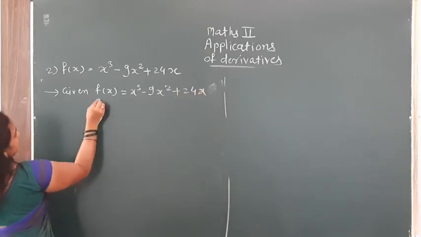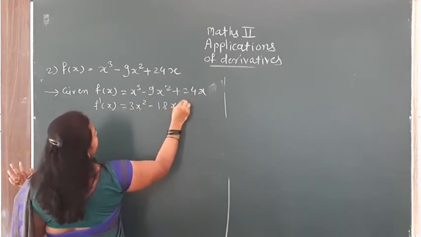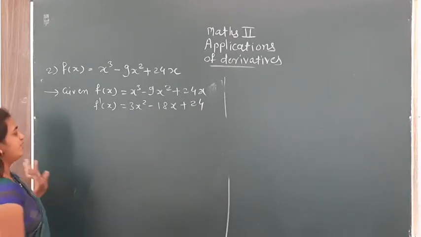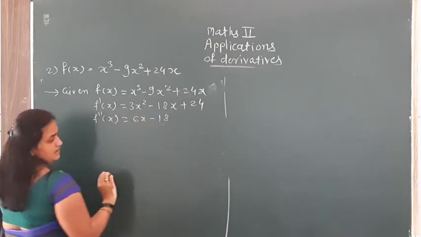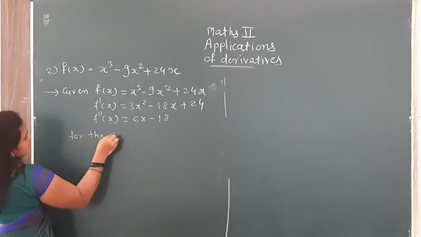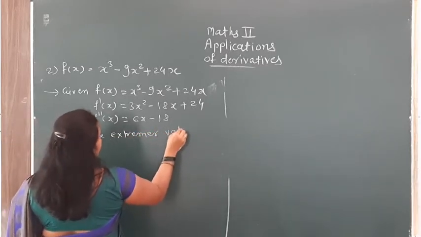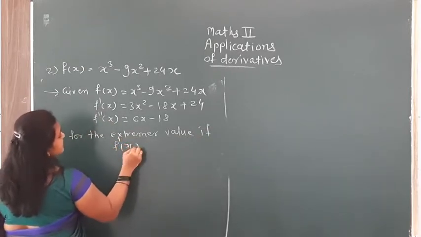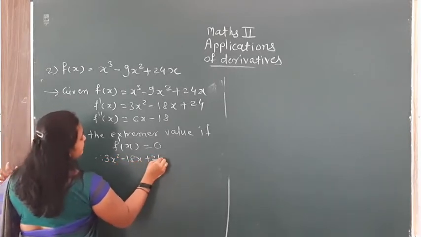So f dash of x is equal to 3x square minus 18x plus 24. Again we find the double derivative, so we get 6x minus 18. Now we find the extreme values. For the extreme value, if f dash of x is equal to 0, therefore 3x square minus 18x plus 24 is equal to 0.